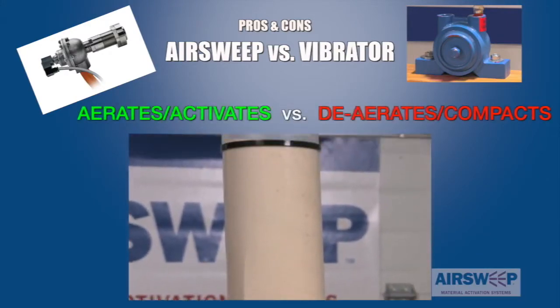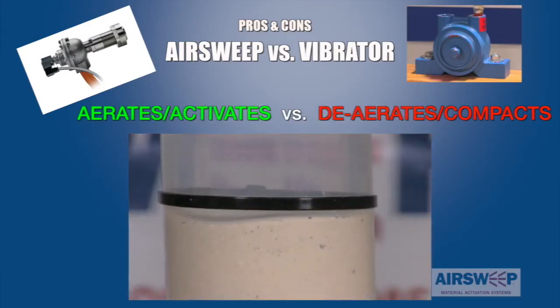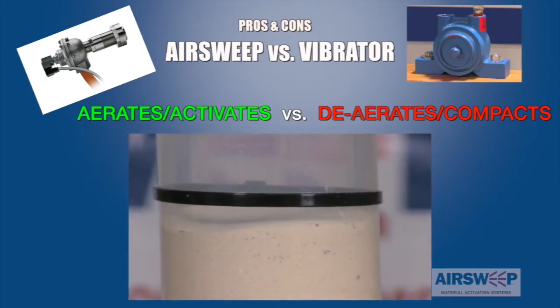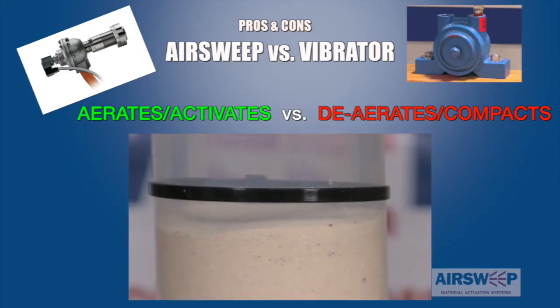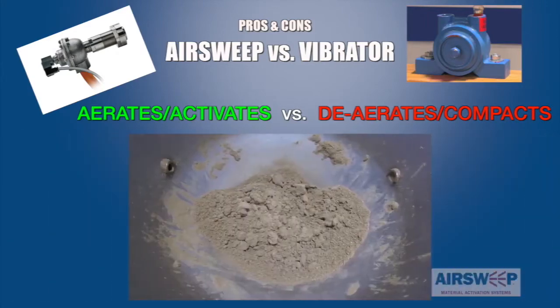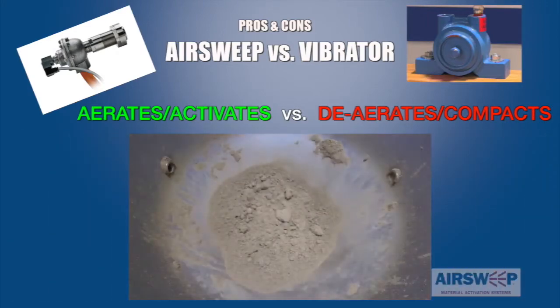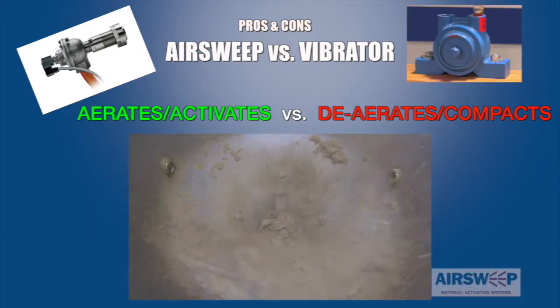Vibration de-aerates and compacts material, which can create rather than solve flow problems. You can easily see the sand pack in this tube when vibration is applied. In contrast, the AirSweep Pulse activates and fluidizes even wet and dense material.